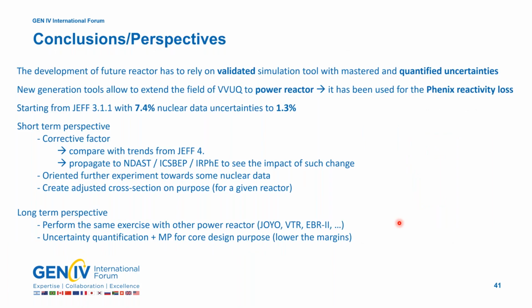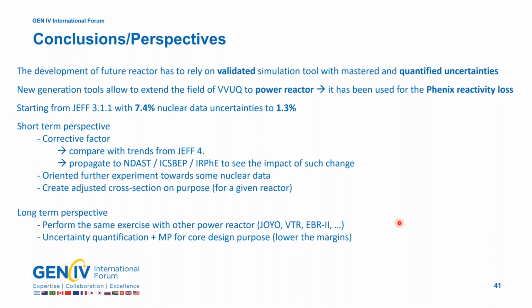So to conclude, the development of future reactors has to rely on validated simulation tools with mastered and quantified uncertainty by going through a VVUQ process. The new generation tools allow us to extend the field of VVUQ to more complex configurations, so to power reactors, and it has been used for the Phenix reactivity loss and the DARWIN-FR code package. With the current data library that we are using and data assimilation, we are going from 7.4% nuclear data uncertainty to 1.3% uncertainty after data assimilation, with other corrective factors.